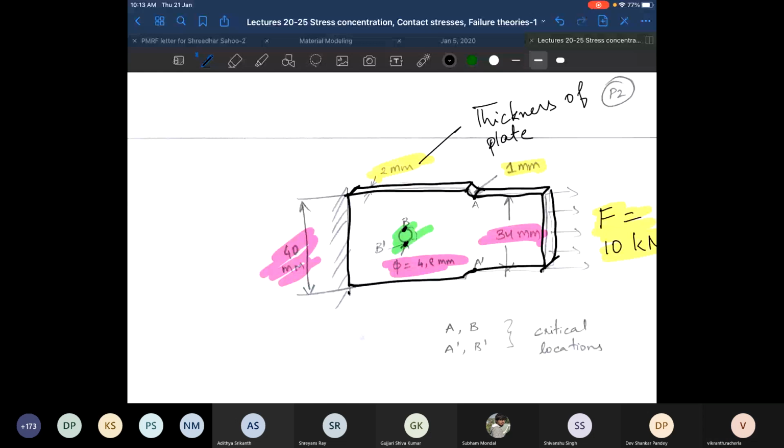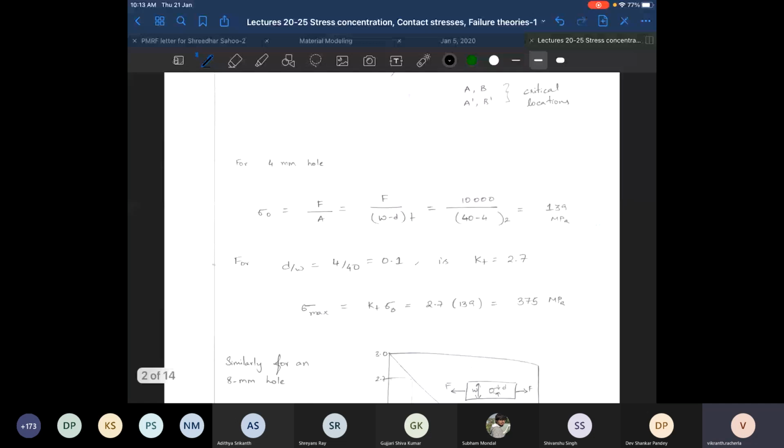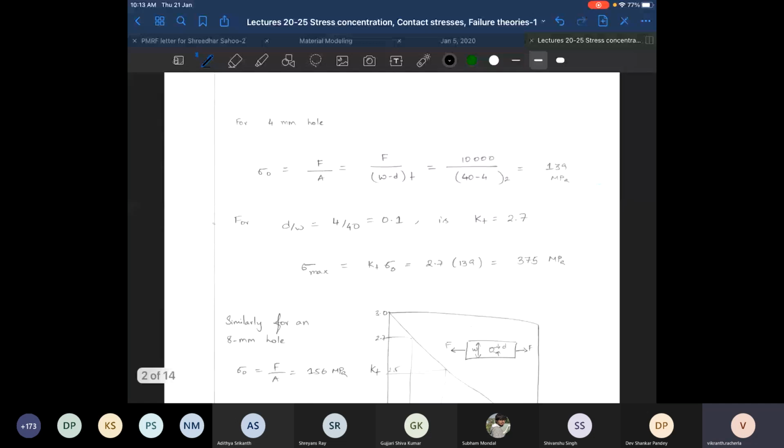So how do we proceed? First, you determine something called the nominal stress.